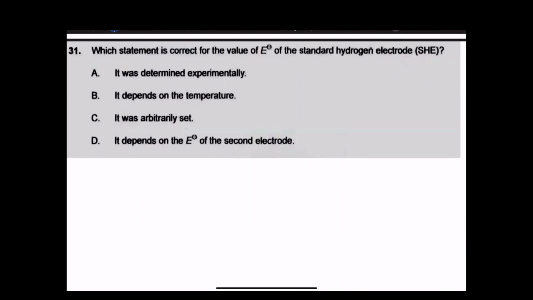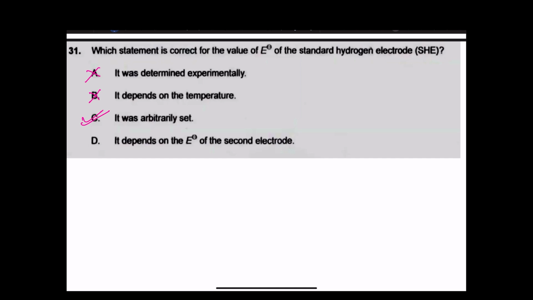Which statement is correct for the value of E naught for standard hydrogen electrode, SHE? So first thing, SHE was not experimentally determined. It was a value which was agreed upon by the scientists. So E is incorrect. B, it depends upon the temperature. This is also wrong. E naught cell is always maintained at 0. So whatever temperature it is, the SHE will always have the E naught value of 0. B is wrong.